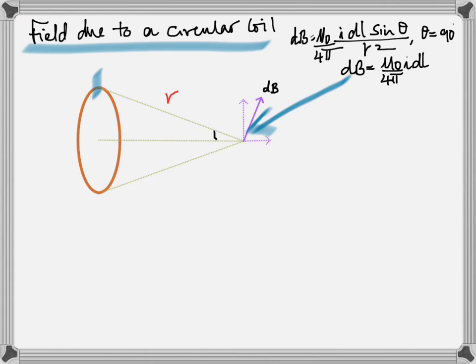dl by r squared. Now, that dB can be resolved into two components, and I've taken that angle as phi, and you can resolve it into two components. One would be dB sine phi. The vertical component would be dB cos phi. I want to stop there. dB sine phi and dB cos phi.